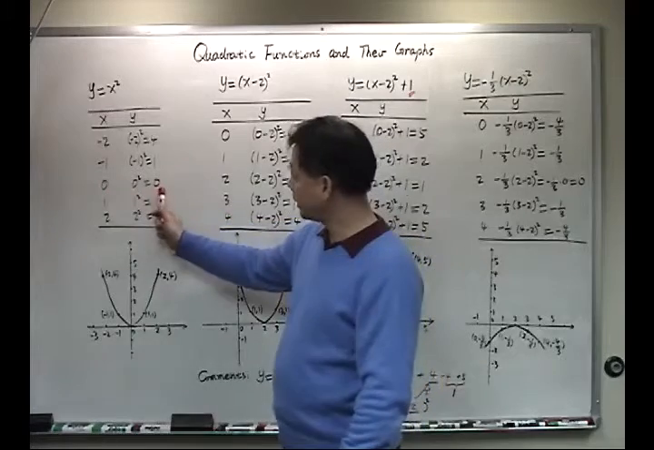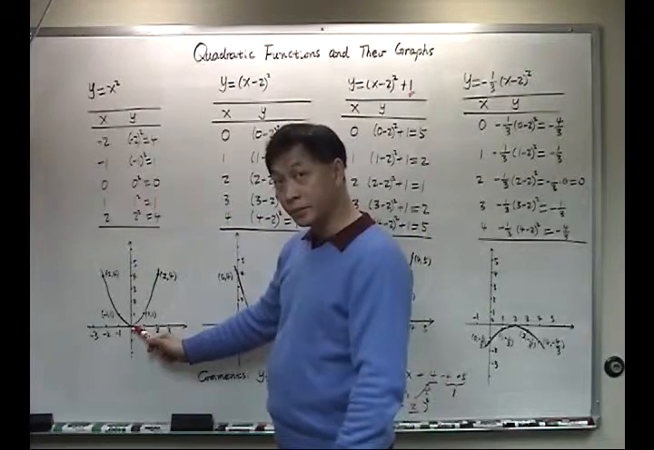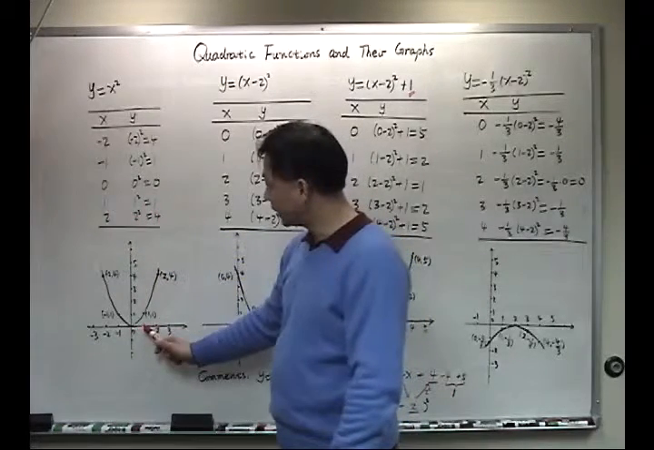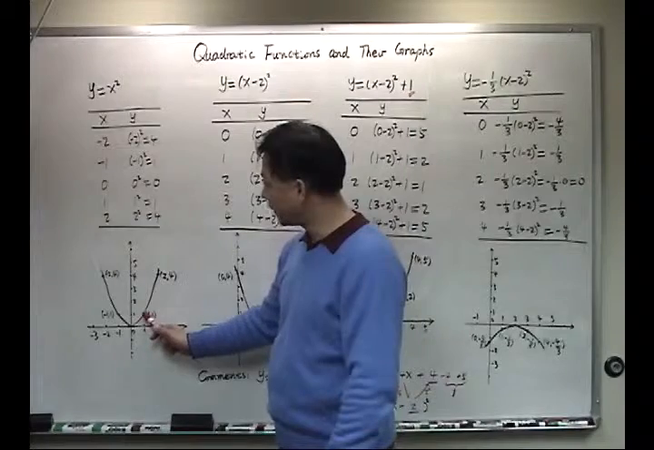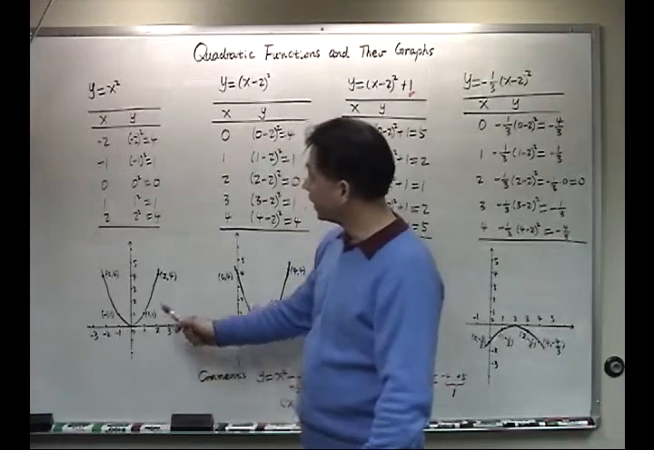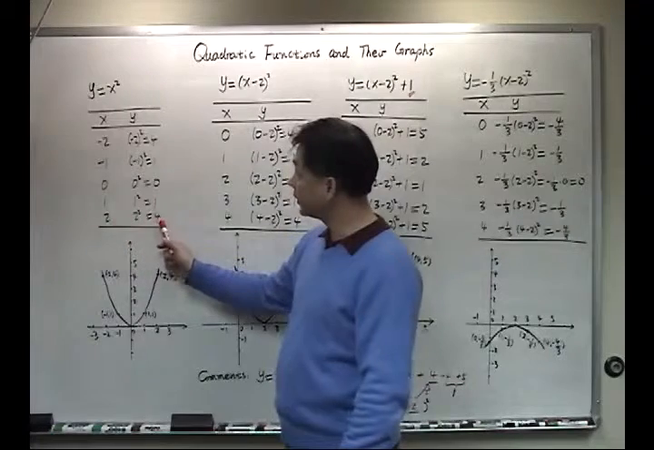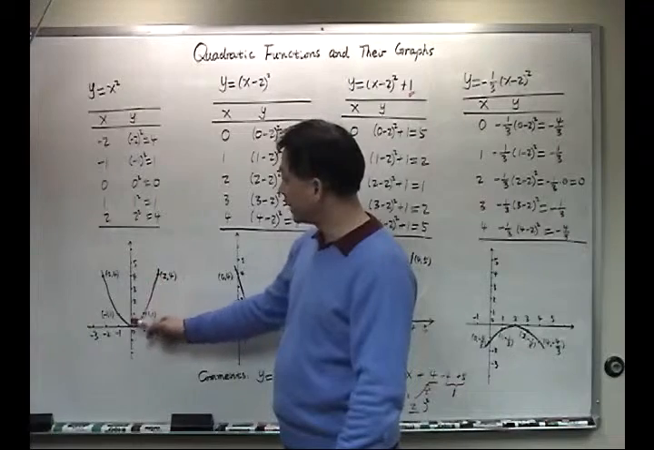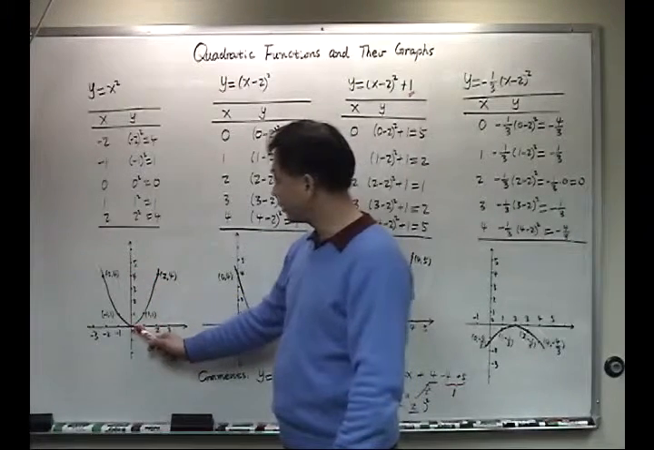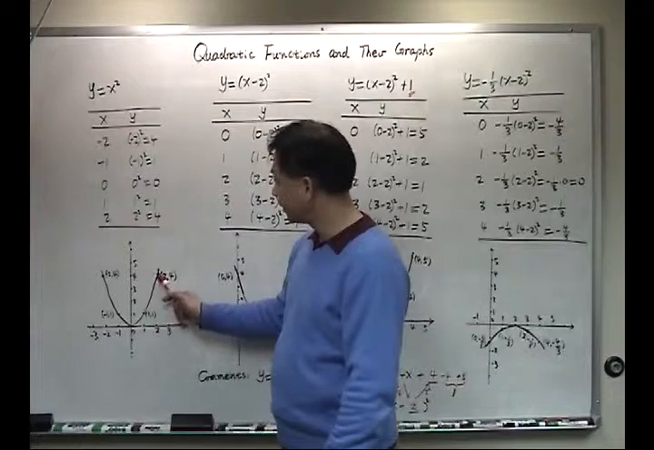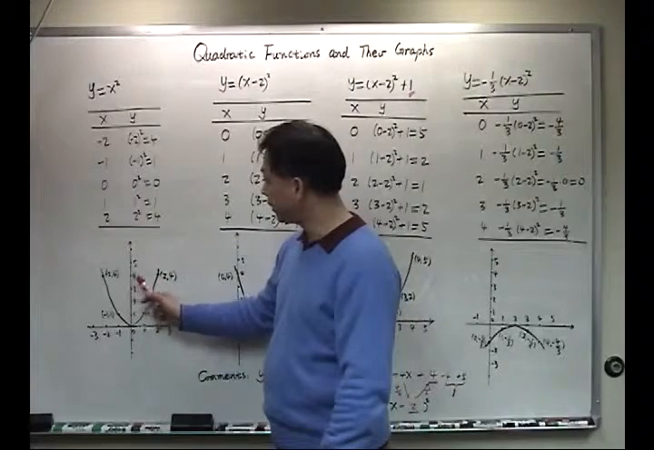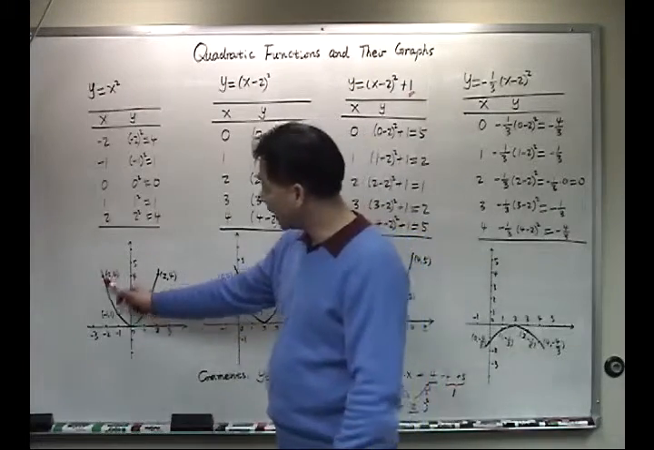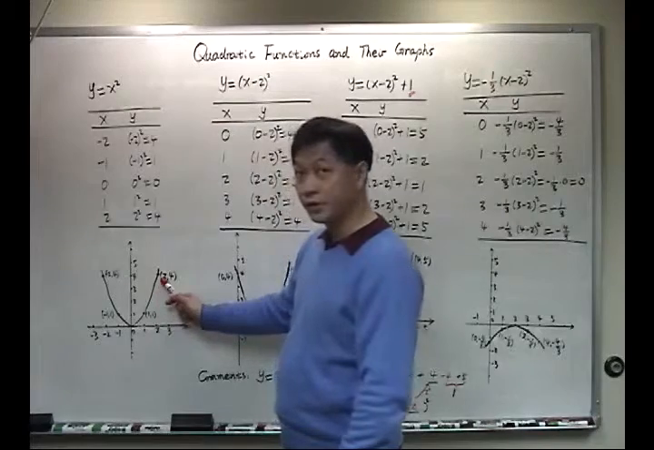X is 0, y is 0, so 0, 0, the origin. X is 1, y is 1, so x is 1 here, y is 1, so 1, 1, this point. And then x equals 2, y is 4. So x, 1, 2, and y, 1, 2, 3, 4. So 2, 4, the fifth point. So we have 1, 2, 3, 4, 5 points.